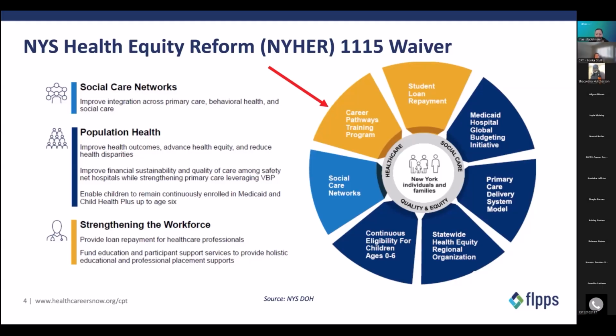Basically, from January 9, 2024 through March 31st of 2027. This has been done with the intention to transform healthcare delivery for Medicaid members and uninsured populations. Its primary goals are to advance health equity, reduce health disparities, integrate social care with health care, and strengthen the workforce.